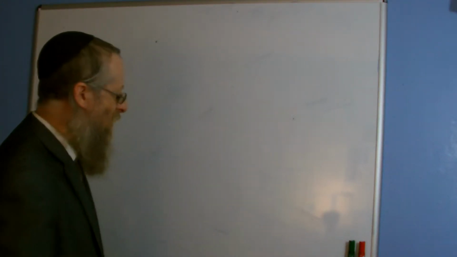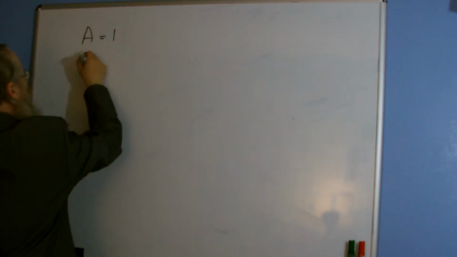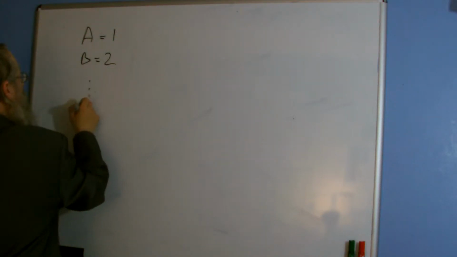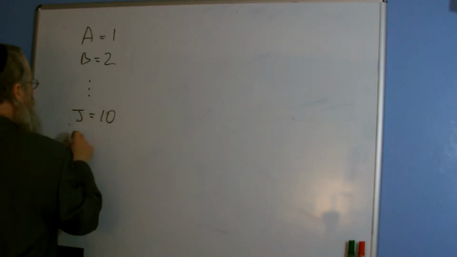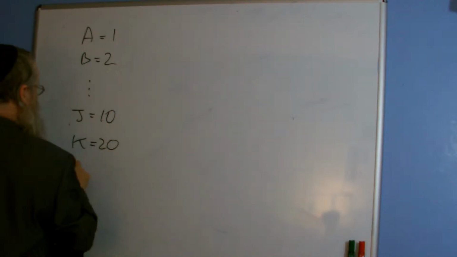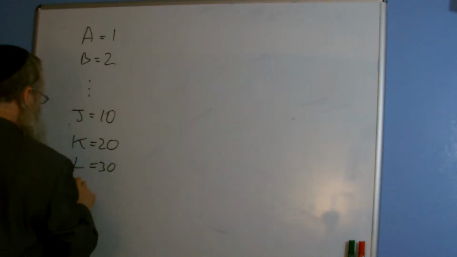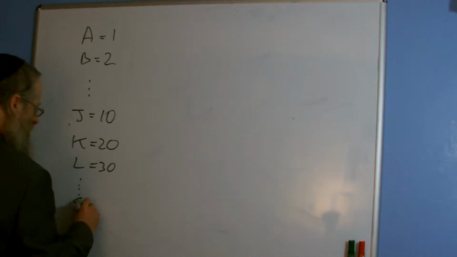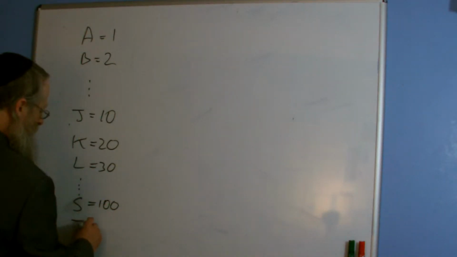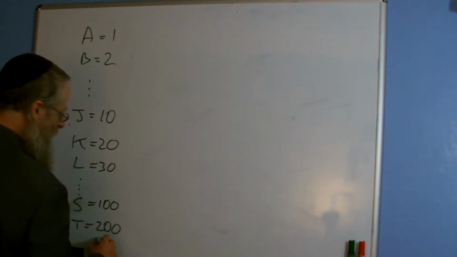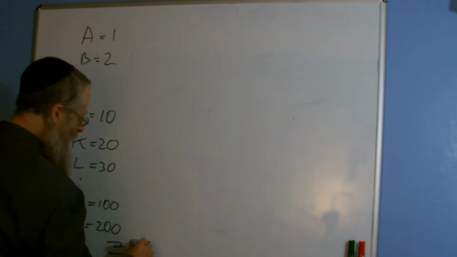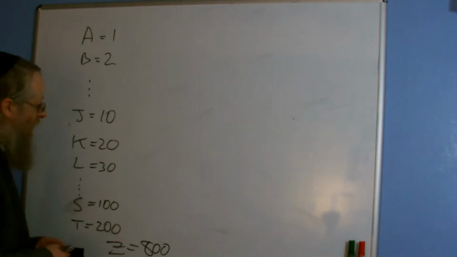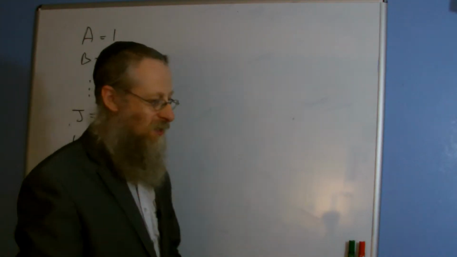So, what is that system? That system is you take the letter A equals 1, B equals 2, and you get to J, which is 10, and then you go up in tens. K is 20, L is 30, and you get to S, which is 100, and T is 200, until you get to Z, which will give you 800. So that's the system. I used to call it the decimal system.